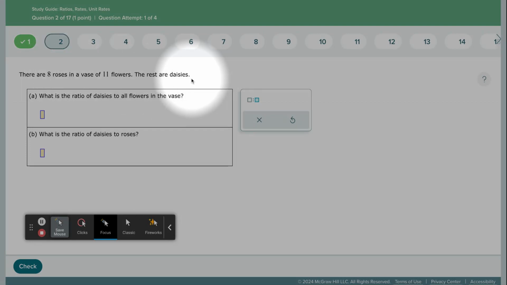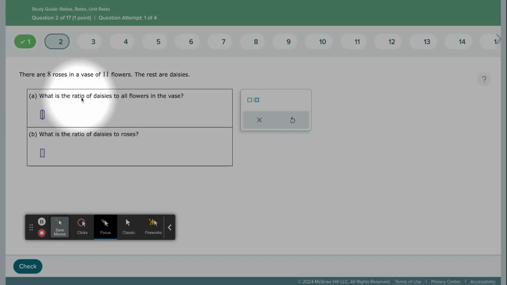The next part of it is I think on your actual unit test, I give you a visual to go along with it. So there would actually be pictures of flowers on your test or whatever. So on this one, there are 8 roses in a vase of 11 flowers. The rest are daisies. So you have 11 flowers in a vase, 8 are roses, and the rest are daisies. So how many are daisies, you guys? All you're doing is finding the difference between 11 and 8, correct? So you have 3 daisies. You kind of need to keep that in mind off to the side of your head.